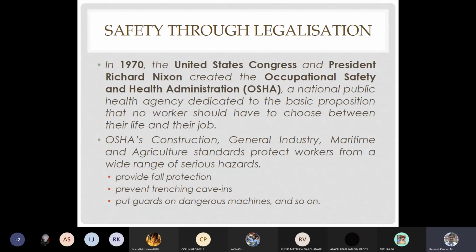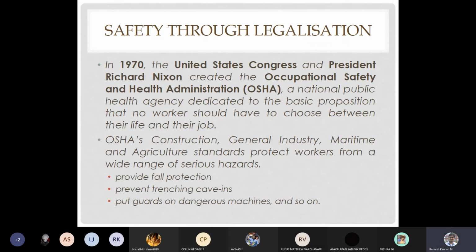And then trench cave-in, like if they have a tunnel and the surface of the cave is bulging inside and collapsing the tunnel, and putting guards on dangerous machines and so on. That's very important. Dangerous, hazardous machines will be given proper care. For all these things there are standards to do this particular task, and OSHA has separate guidelines. It is called OSHA's Construction, General Industry, Maritime and Agriculture Standards, that protect the workers from serious hazardous work conditions. Right.